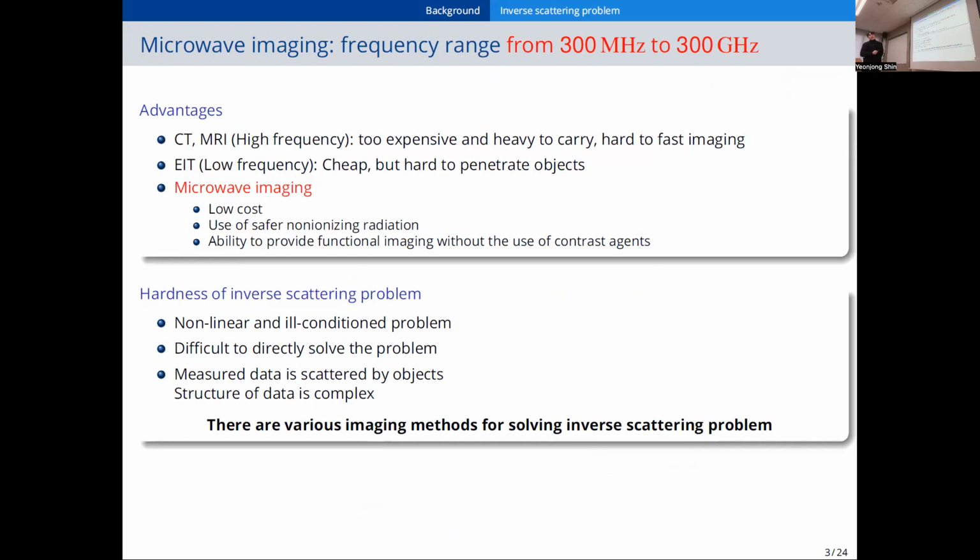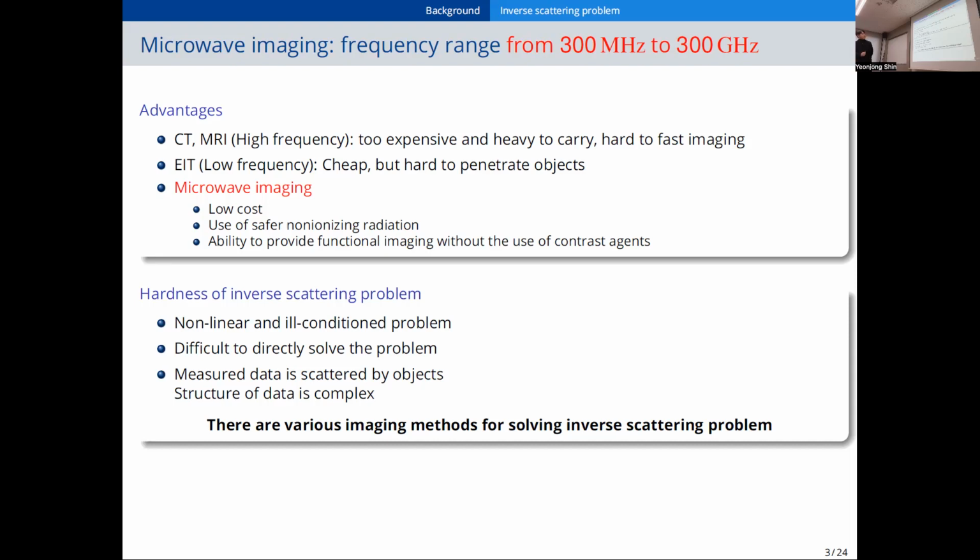CT and MRI use high frequency, so they are too expensive and heavy to carry and hard to image fast. Also, EIT uses low frequency; even though it is cheap, it is hard to penetrate objects such as bone, because it uses low frequency. In microwave imaging, we use a middle frequency range, so it is low cost, it uses safer non-ionizing radiation, and it has the ability to provide functional imaging without the use of the contrast agent in MRI.